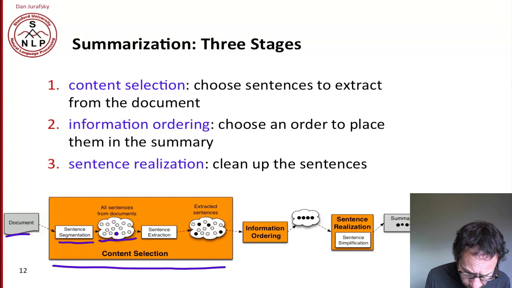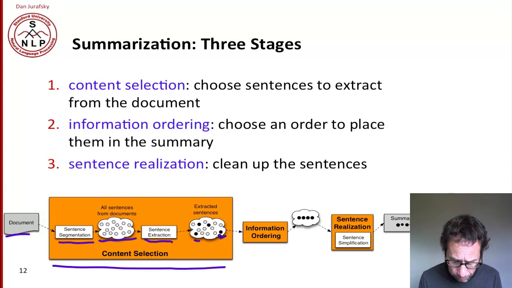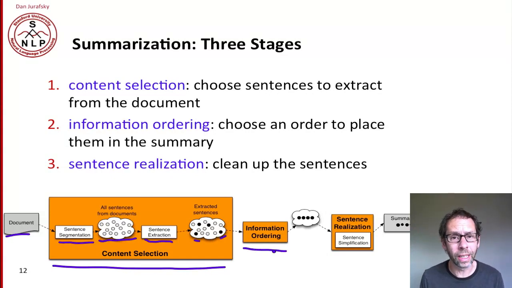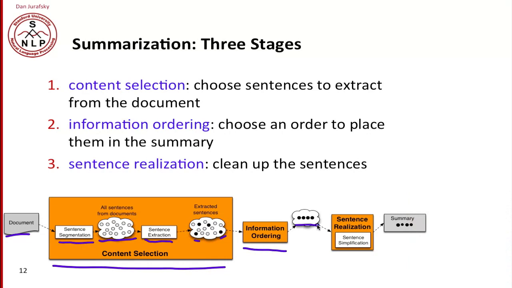And now from this segmented set of sentences, we want to pick the ones that are important. So I've marked those with little black dots here. We've picked some set of extracted sentences. And our next task, information ordering, is we're going to decide what order the sentences go in. So we have some now ordered set of important sentences. And finally, we might do some modifications to the sentences. Perhaps we're going to simplify them or something else. So that's sentence realization. And the result of these 4 steps is our summary.